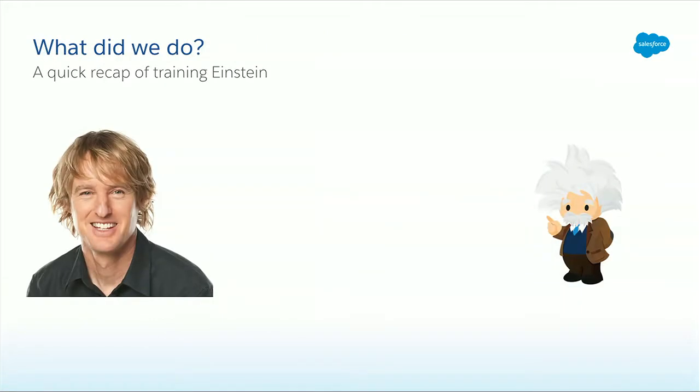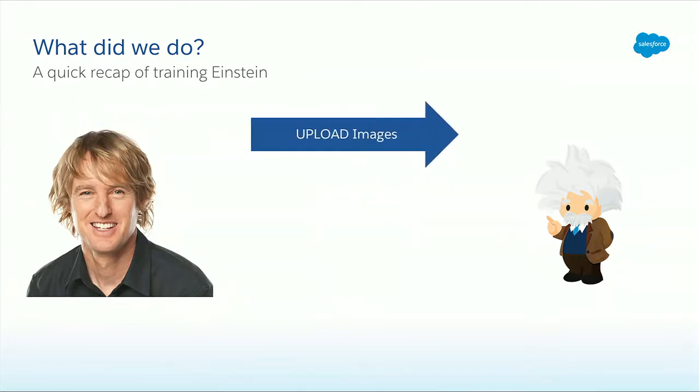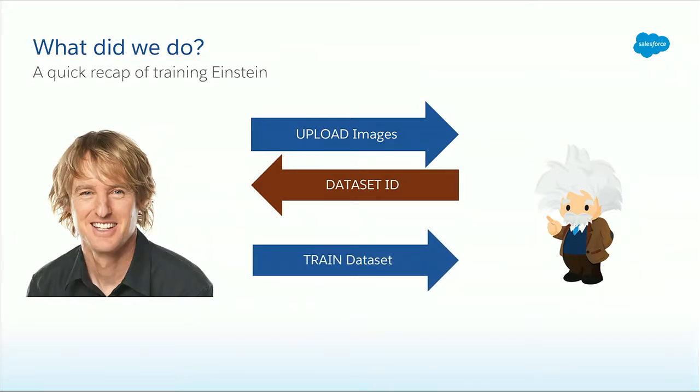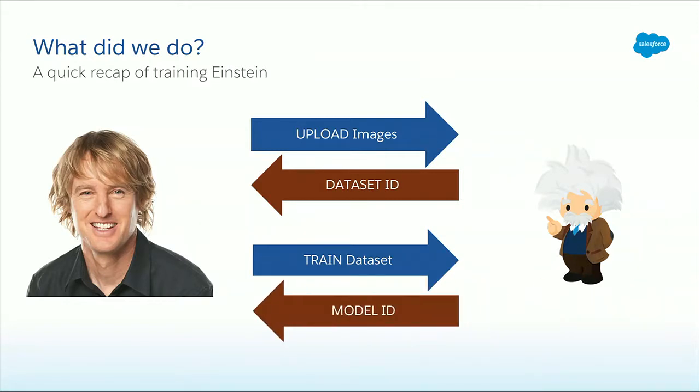So let's do a quick summary of what we just did. We uploaded all of our images to Salesforce using the upload command. It sent back our dataset ID. Once again, that's the ID that we use to reference our uploaded photos. We then took that dataset ID, along with all of our training options, and sent that to Einstein, and we got back our model ID. So that's the ID that we're going to be using for all of our callouts going forward.